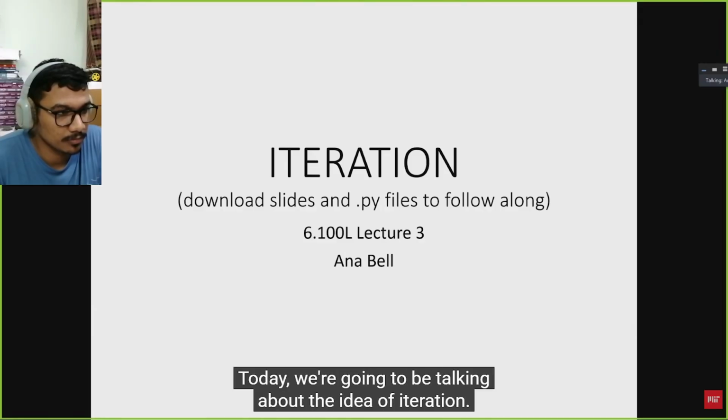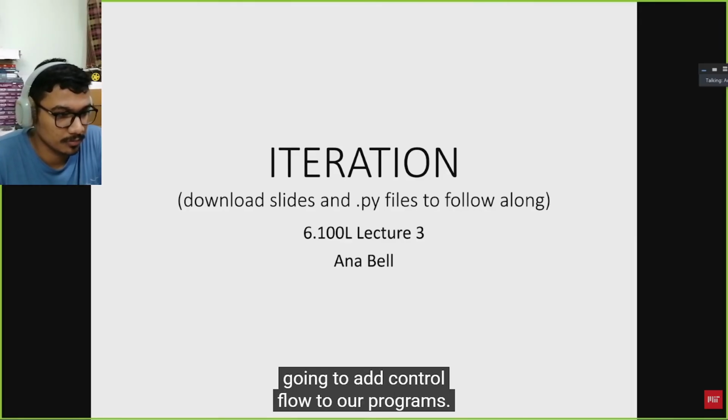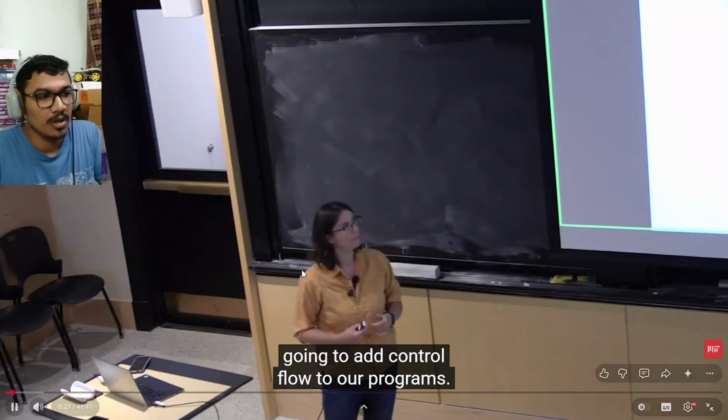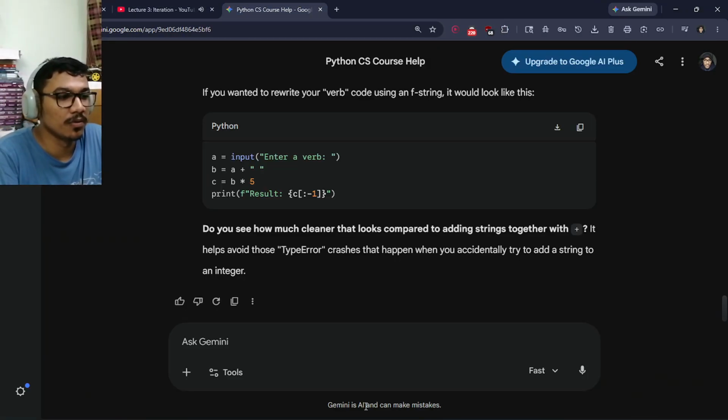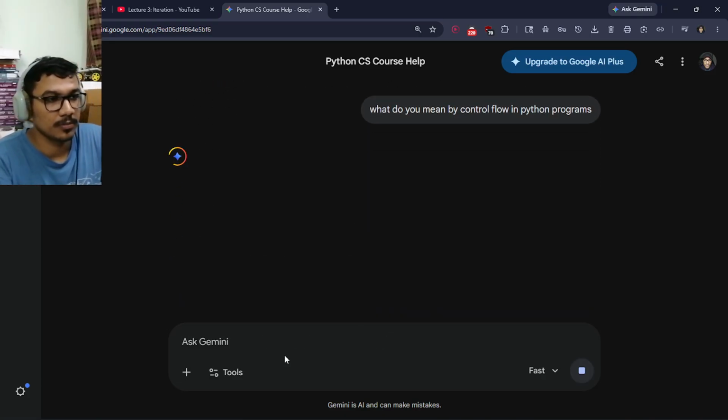Today we're going to be talking about the idea of iteration, and iteration is another way we're going to add control flow to our programs. So what do you mean by control flow? What do you mean by control flow in a Python program?